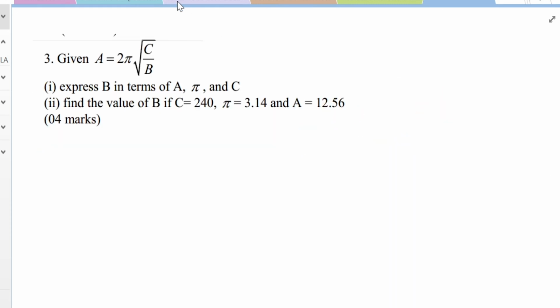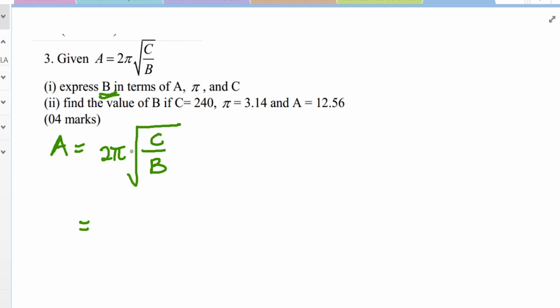Moving on. Again here, given that a is 2 pi into the square root of c over b, express b in terms of that. So we're making b the subject of the formula. So let me quote that here. A is given by 2 pi under the square root of c over b. So that means we want to isolate b. So let's begin by eliminating the 2 pi.